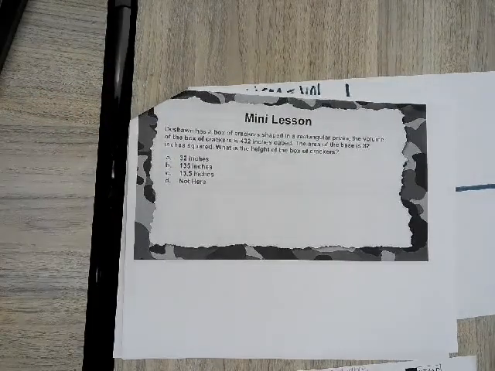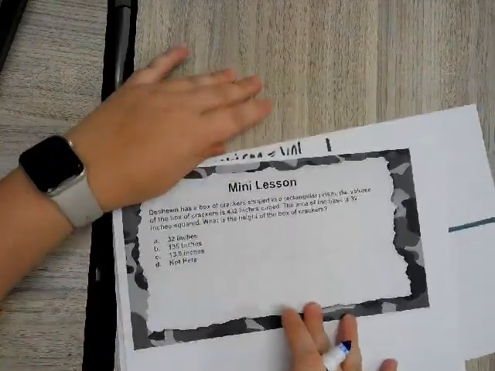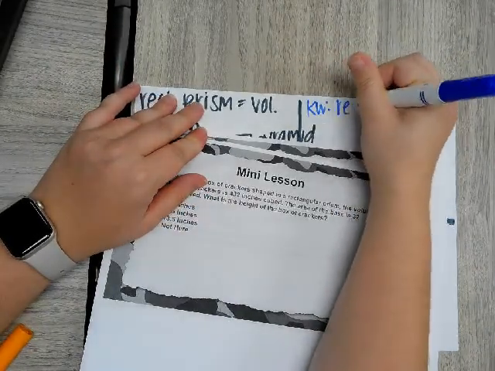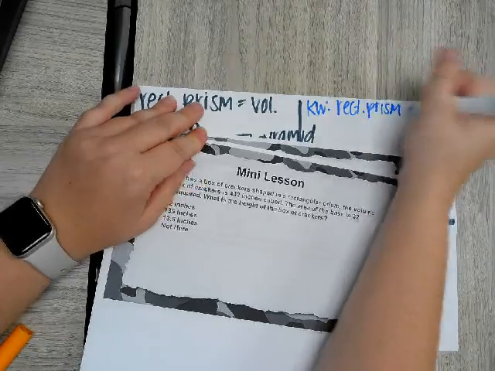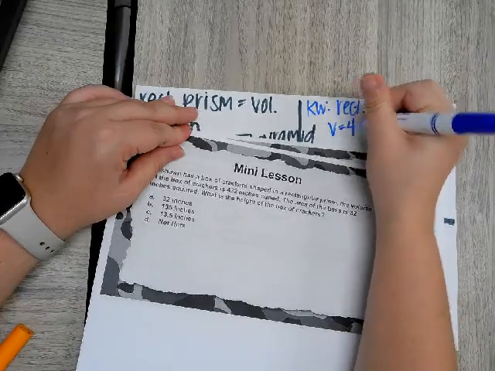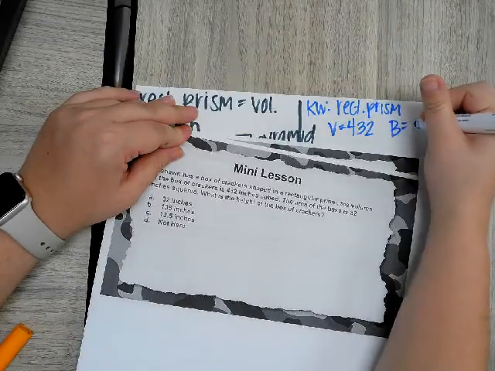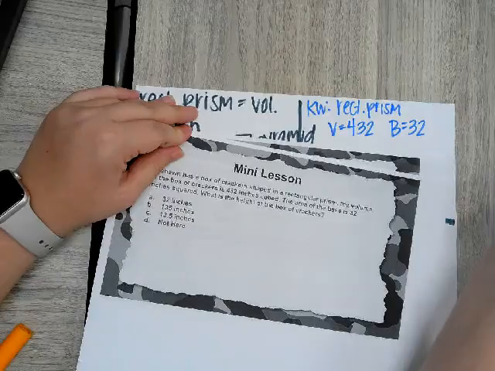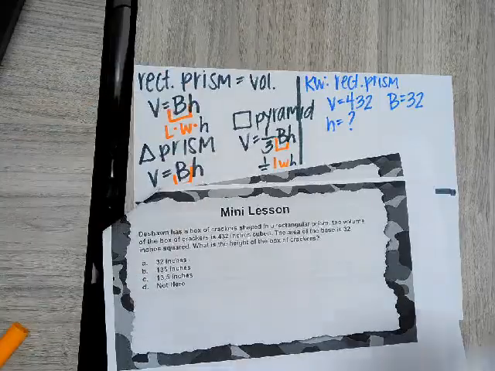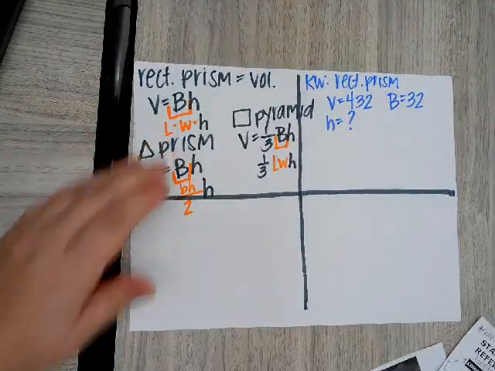So it says, Deshawn has a box of crackers shaped in a rectangular prism. The volume of the cracker box is 432 inches cubed. The area of the base, so that's my big B, is 32 inches squared. What is my height? So we have a rectangular prism, so I'm going to use V equals big B times H.